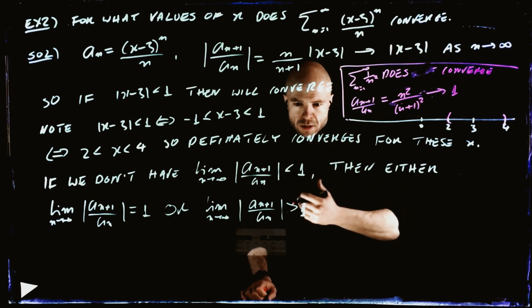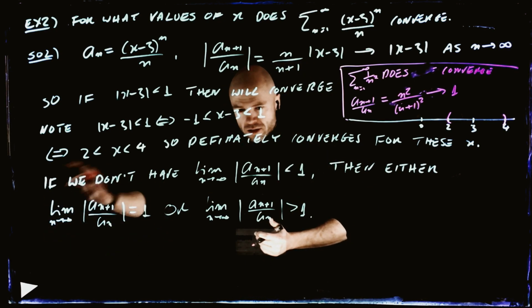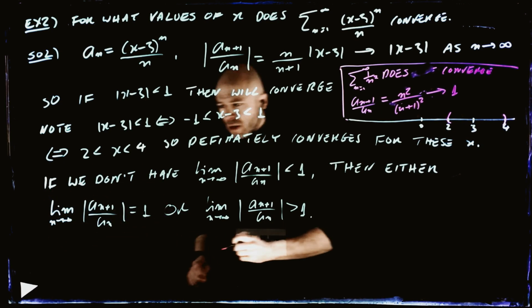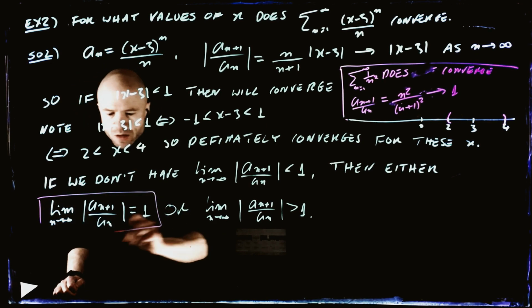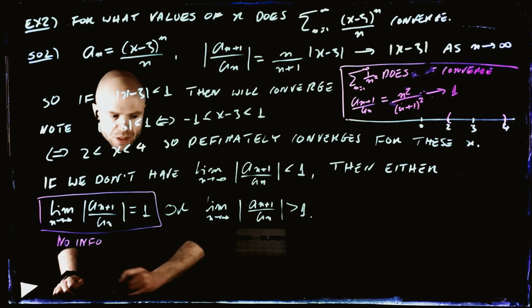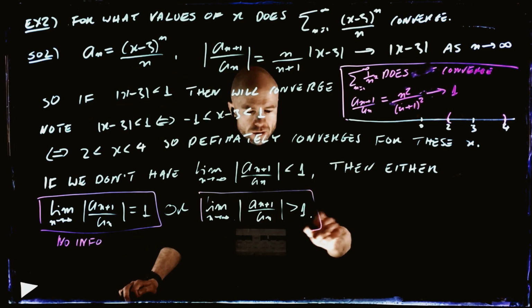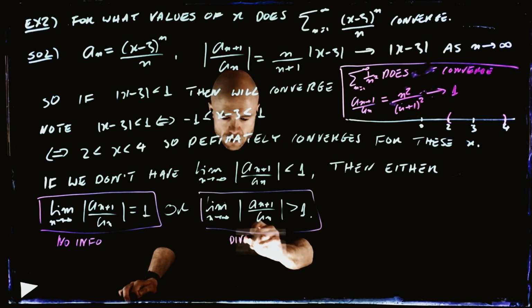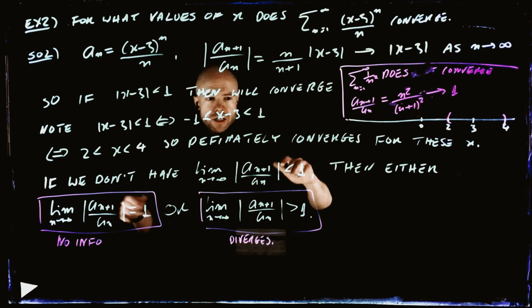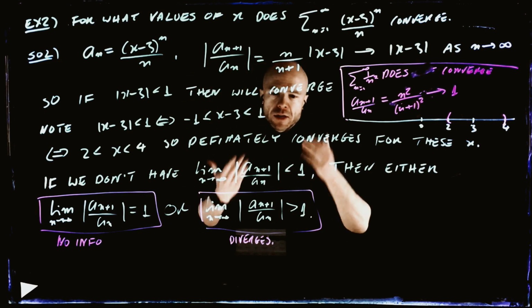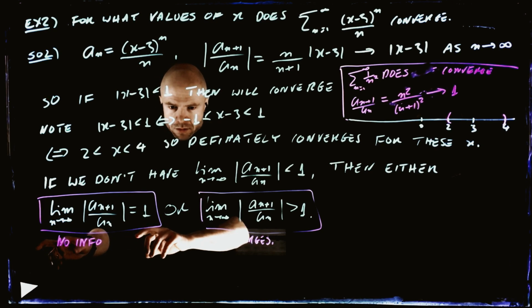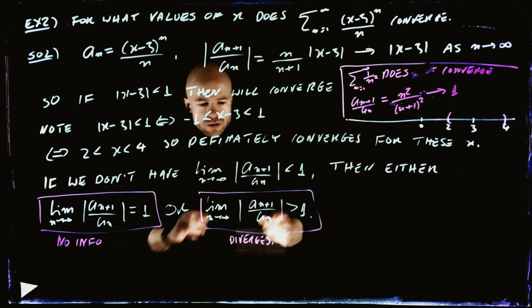Which is why this case is important. It's just saying that we have no information here. And then here, it diverges. So logically, we've broken the situation down into the case where the limit is less than 1, where we know it converges, and then two other possibilities: either the limit is 1 and we have no information, or it diverges.